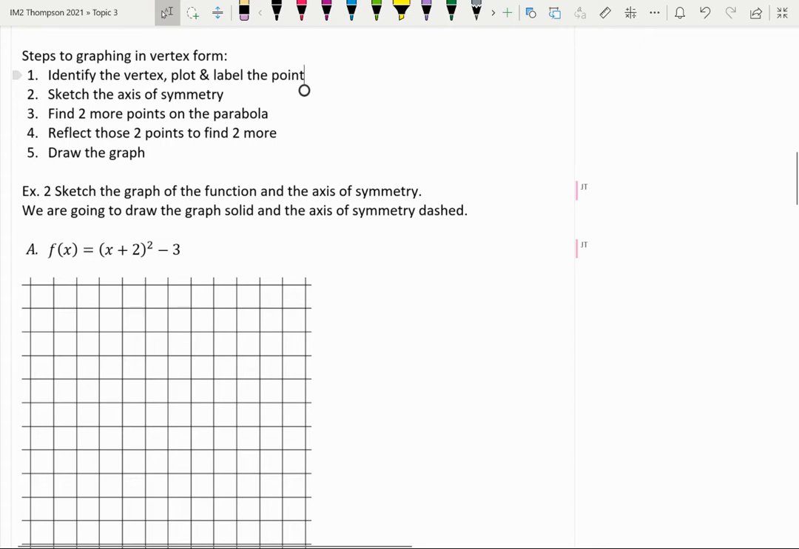So example 2, directions: sketch the graph of the function and the axis of symmetry. We will always draw the graph solid and the axis of symmetry dashed. In your Savvas homework, if it asks you to draw the axis of symmetry, you'll have to draw it dashed as well. And there's an option on the menu to make it solid or dashed.